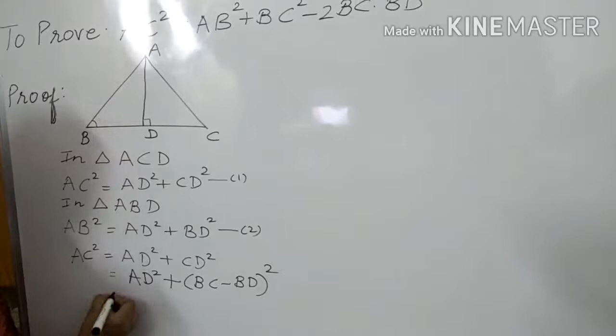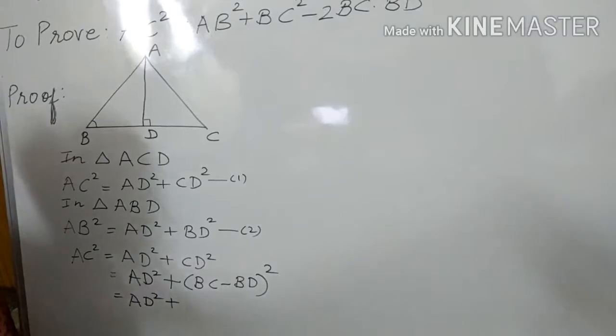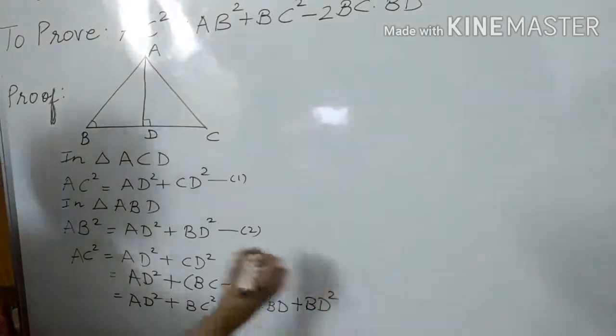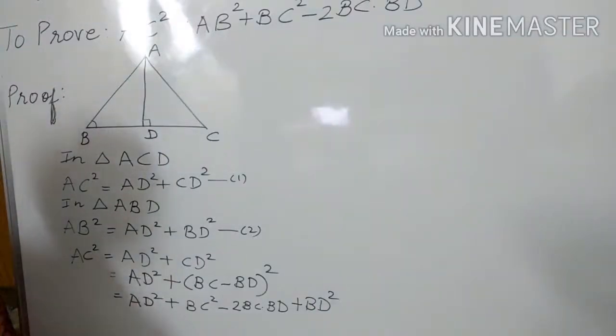Now expanding this bracket as a whole square, this A minus B whole square type. Here I get BC square minus 2BC into BD plus BD square. This is how we are expanding our A minus B whole square type. This is all AC square, whatever we are writing.